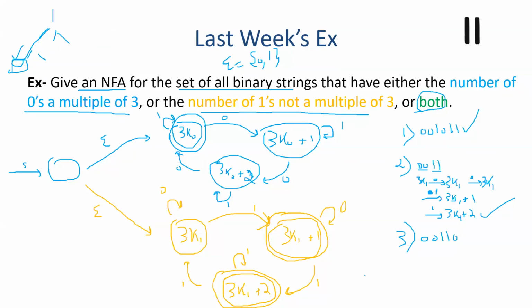But definitely this will not work because right now we're splitting our priority. Blue takes care of only 0, orange takes care of only 1. What you're saying won't work here because if I enter the blue machine, I'm only checking if I have a multiple of zeros. I'm not checking about the 1. Like if you notice, I'm looping on myself with the 1, which means I don't care about it.